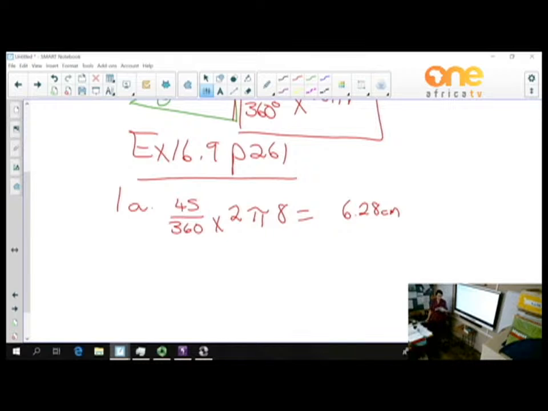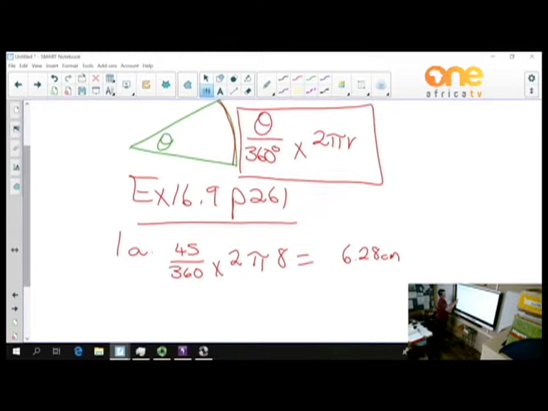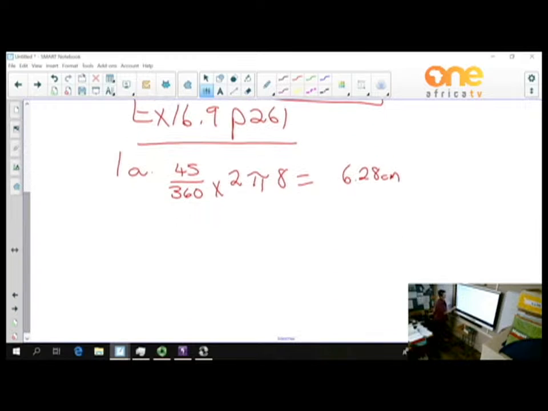Okay, I want you to do now B, C, and D. Yeah, I showed you here. There, the arc length, that's the arc length. This is the radius. That's the arc length that we're calculating now. So I want you to do B to D. Okay, let's quickly try B to D. Let's quickly mark B, C, and D.